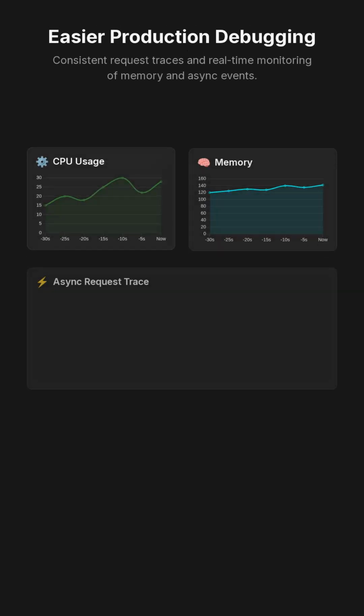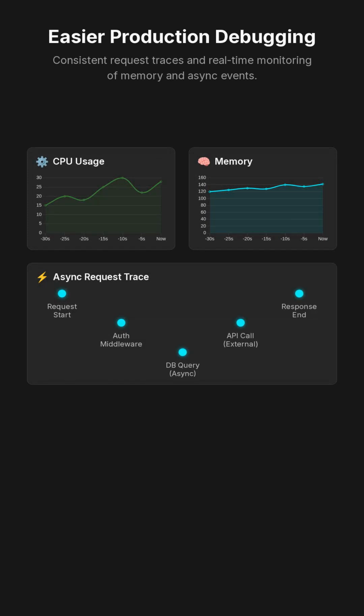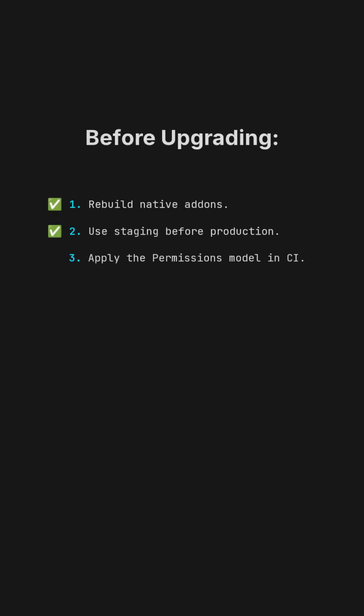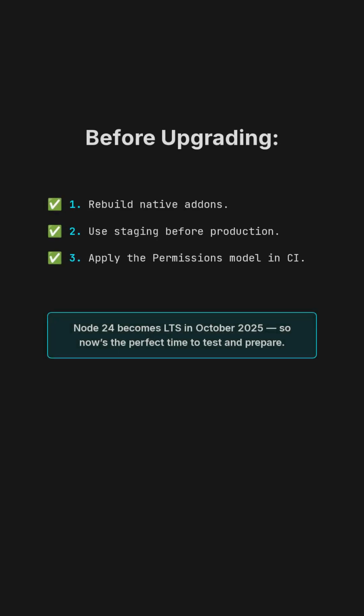Production debugging just got easier. Improved AsyncLocalStorage keeps request traces consistent, and the new Diagnostics Channel lets you monitor memory and async events in real time. Before upgrading: 1. Rebuild native add-ons. 2. Use staging before production. 3. Apply the permissions model in CI.